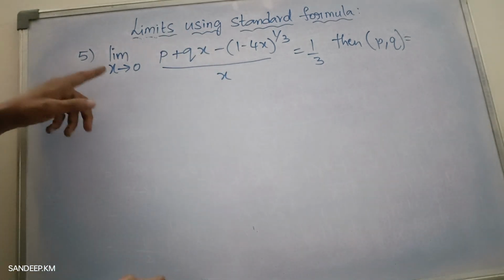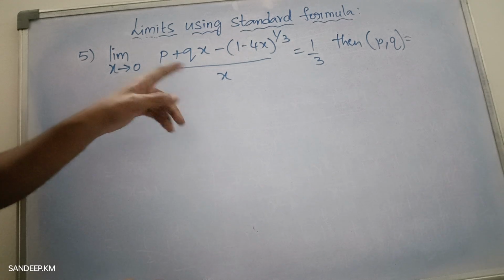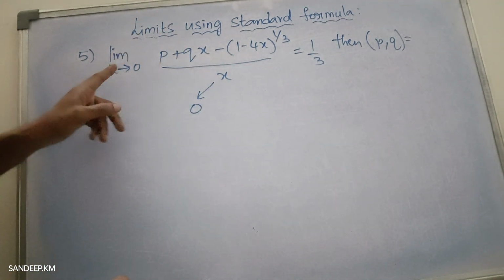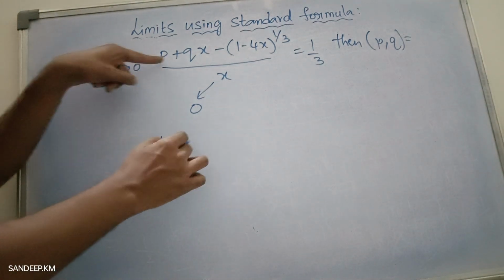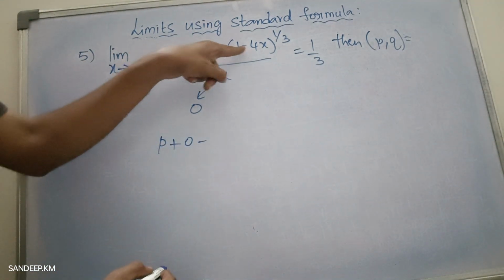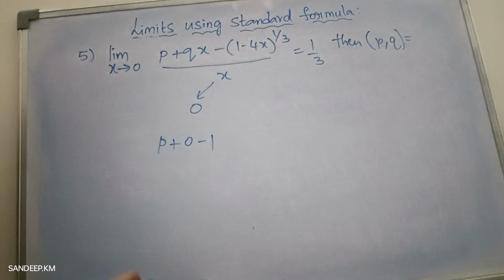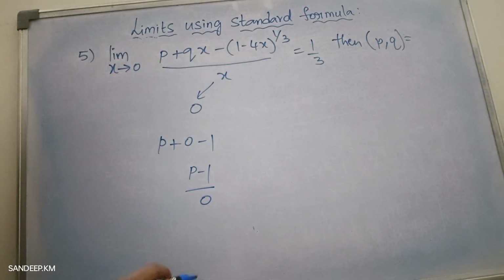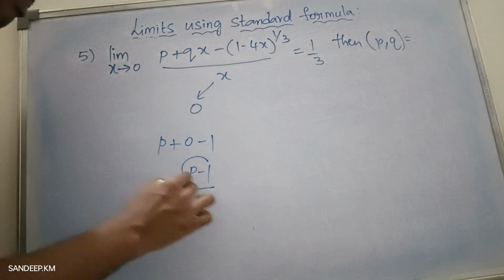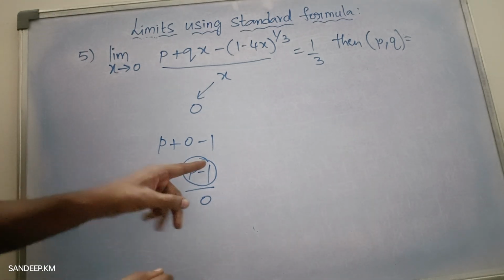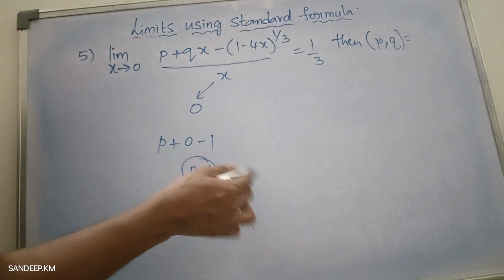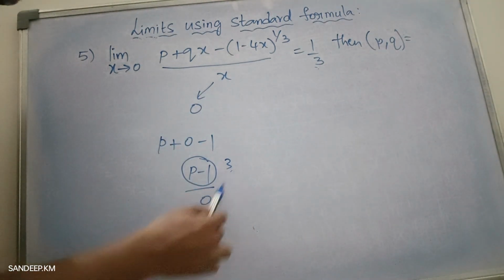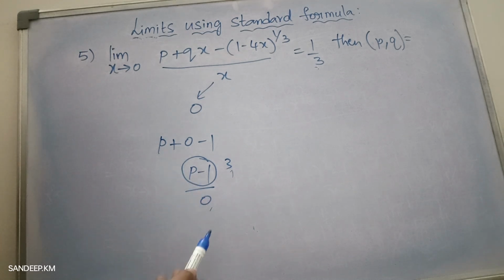First thing is, when x is approaching 0, if I directly substitute x value as 0, the denominator is becoming 0. But what about the numerator? If I substitute x as 0, p plus q into 0 minus 1 minus 0 power 1 by 3 is 1. So what I am getting? p minus 1. I got p minus 1 in the numerator and 0 in the denominator. Let me tell you one thing. If p minus 1 is not 0, if it is any other finite number, plus 3 or minus 3, obviously our answer cannot be 1 by 3. Our answer will be plus infinity or minus infinity.